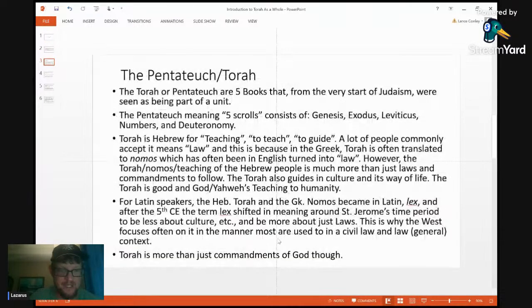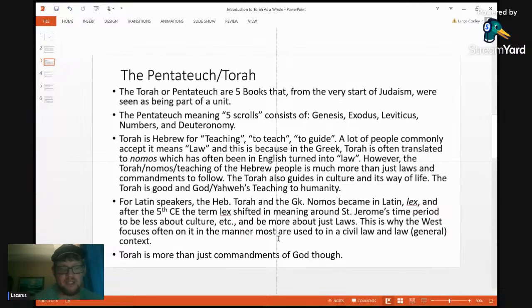Anyways, what is the Pentateuch? What is the Torah? The Torah or the Pentateuch are 5 books that, from the very start of Judaism, were seen as part of a unit. The Pentateuch means 5 scrolls, and this consists of the book of Genesis, the book of Exodus, the book of Leviticus, Numbers, and Deuteronomy. Torah is Hebrew for teaching, to teach or to guide.